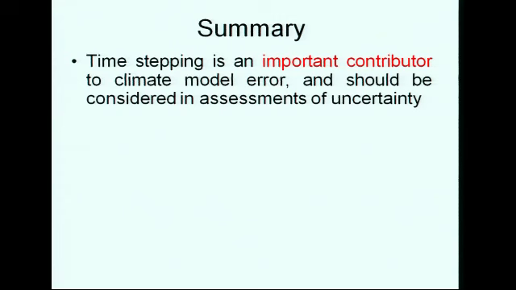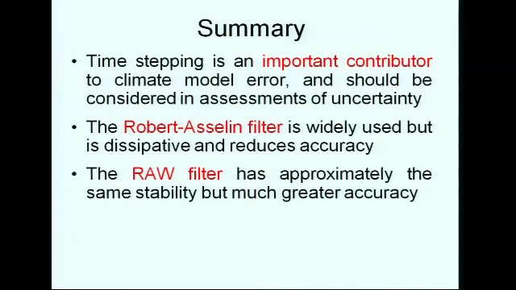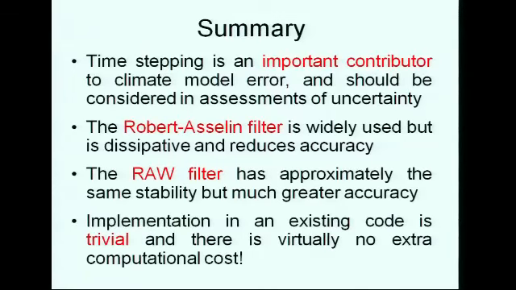So I've just argued that time stepping is an important contributor to model error, and that the Robert-Asselin filter is widely used, but it's dissipative and it reduces accuracy. I've proposed a modified filter that relieves these problems and is trivial to implement.